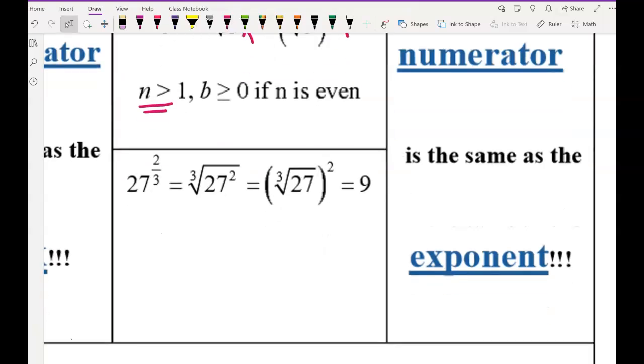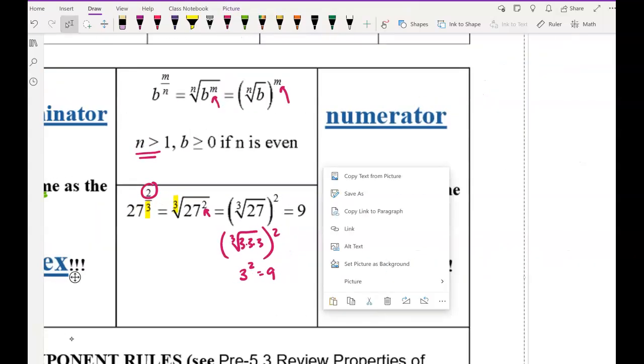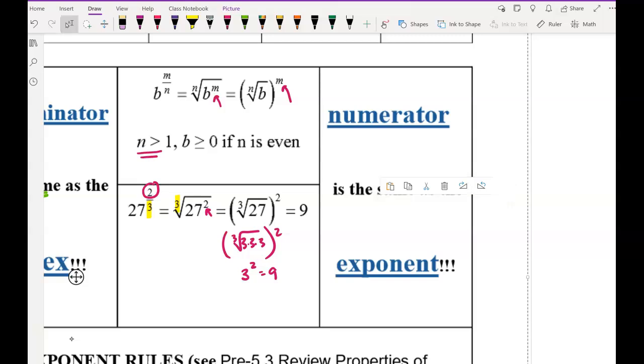So an example down here would be 27 raised to the 2/3 power. Index is the same as your denominator. Your power is the numerator, and that's going to be the same as we write 27 and take the cube root of that, because remember, cube root of 27 is 3 times 3 times 3. And then raise to the second power. So that's going to be 3 squared. 3 squared is going to be 9. So that's how we simplify that piece. So if we look at the right side, it says the numerator is the same as your exponent. Okay, so denominator is index, numerator is the same as your exponent.